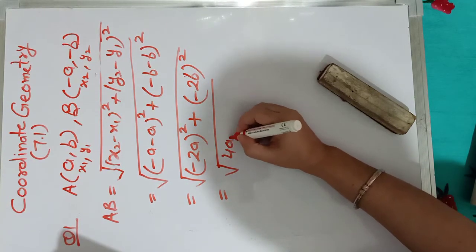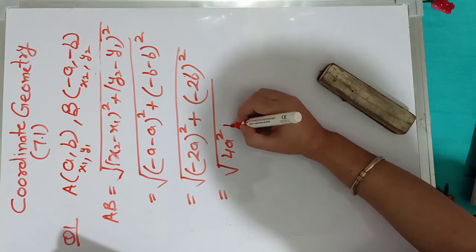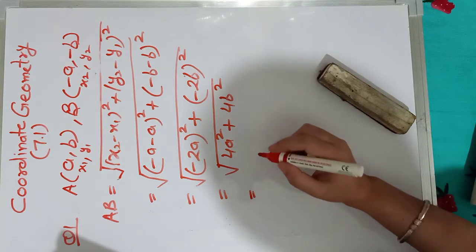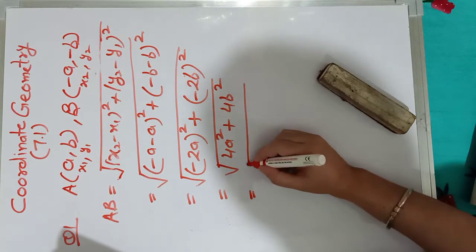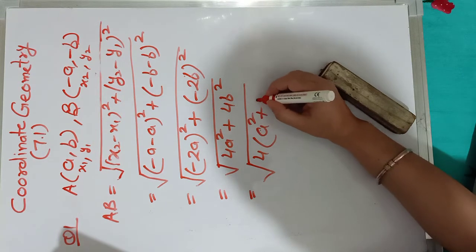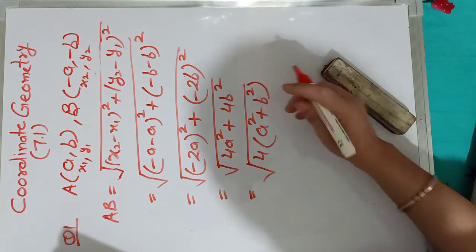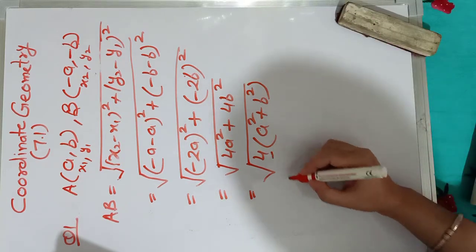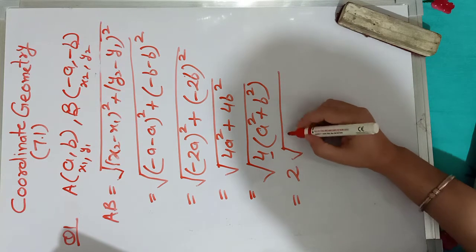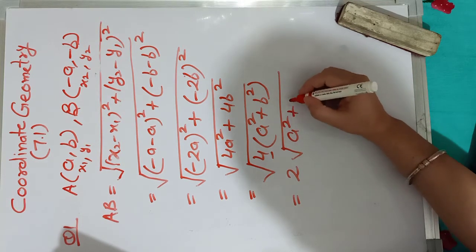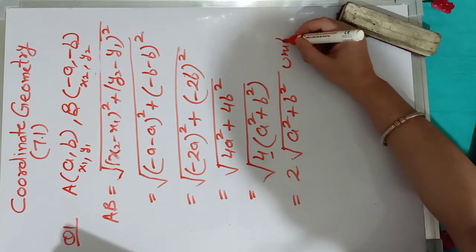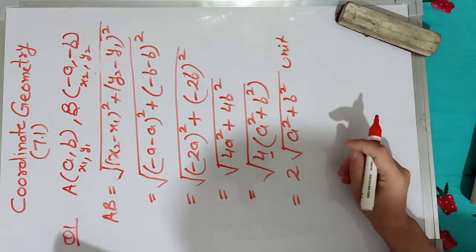Minus 2a whole square will give you 4a square. Then next 4b square. You can take 4 common, so we are left with a square plus b square. Now what is the square root of 4? Square root of 4 is 2. So the distance is 2 square root of a square plus b square, and just mention the unit here.